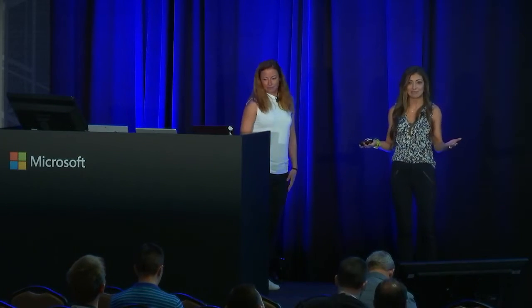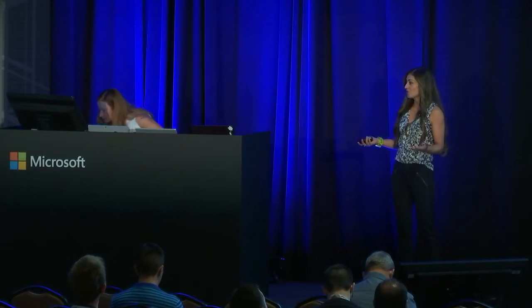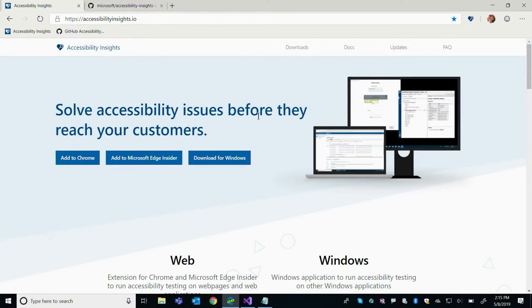Yeah, absolutely. So let's start. First things first, where do you get Accessibility Insights? You actually go to accessibilityinsights.io. On the website, there are 3 tools that we have for you. We have a plugin for Chrome, a plugin for Chromium-based Edge, which I'm sure everybody's been hearing about for these past 3 days.